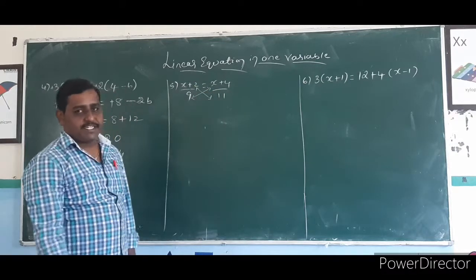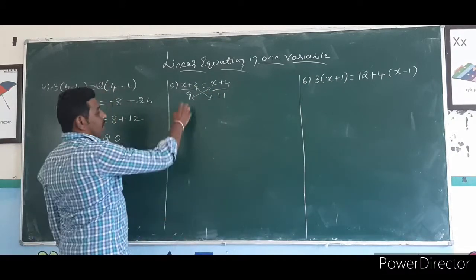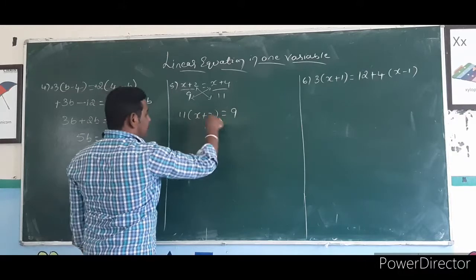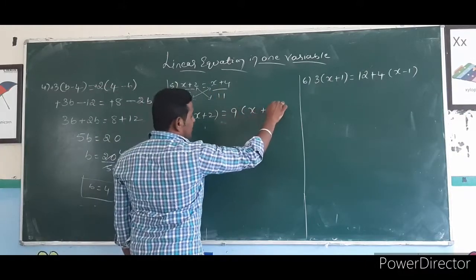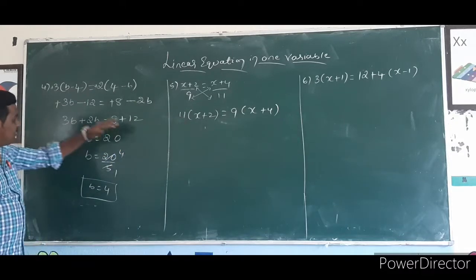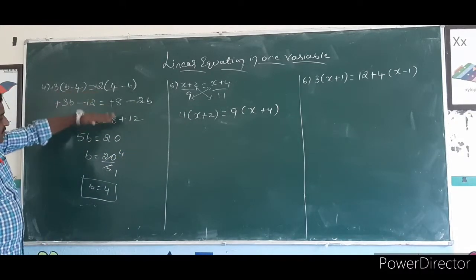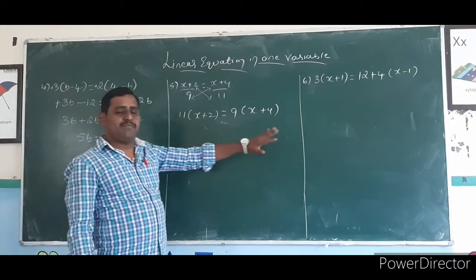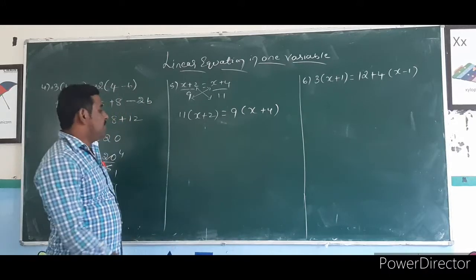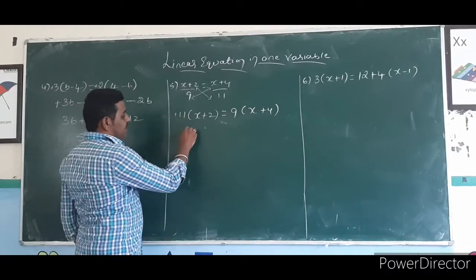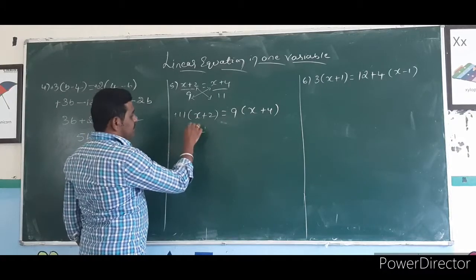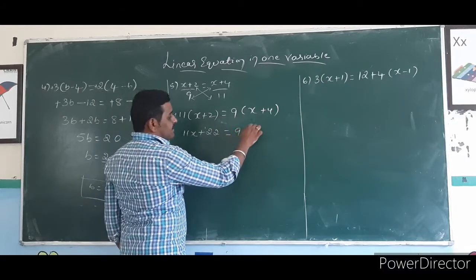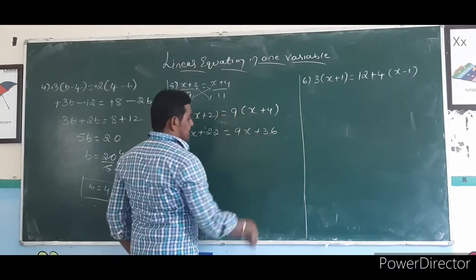If they are given in fractions, you can cross multiply. So 11 into x plus 2, 9 into x plus 4. Then after that, follow the same step here also. First you multiply 11 with everything inside the bracket, for both LHS and RHS. So here plus is there, plus 11 into x, 11x; plus into plus, plus 11 2s are 22. 9 into x, 9x; 9 4s are 36.